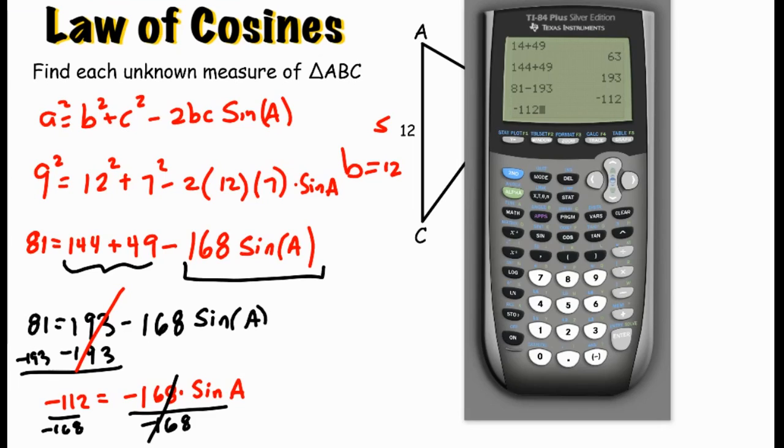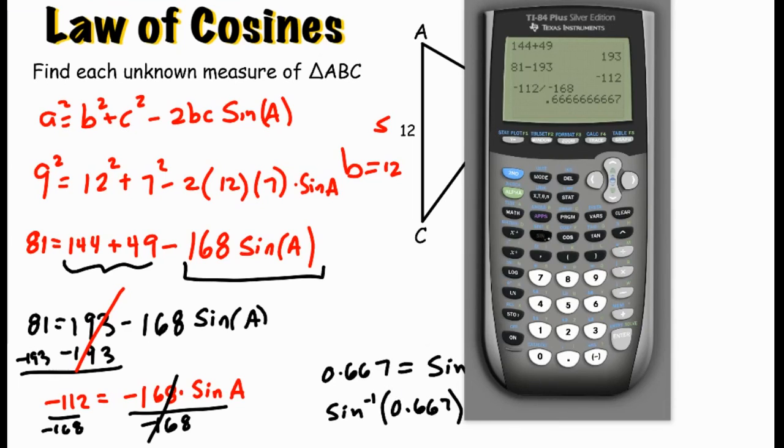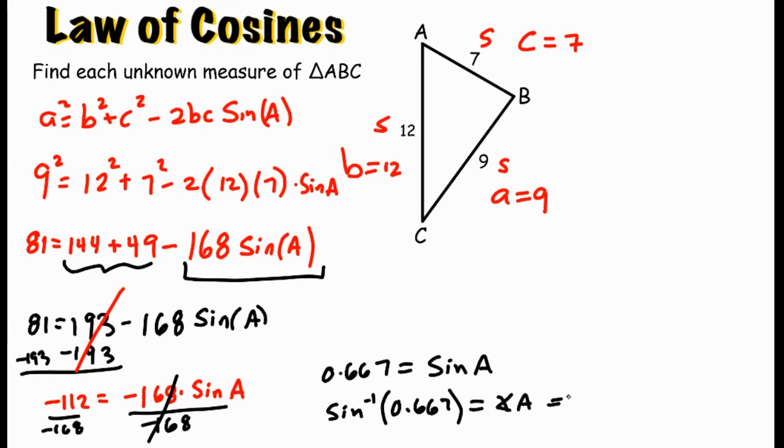So negative 112 divided by negative 168 gives us 0.6 repeated. Now to solve for angle A, we need to take inverse of both sides. And we get that angle A is about 41.8 degrees. Once we have that measure for angle A, we can use law of sines to solve for the rest of the parts.